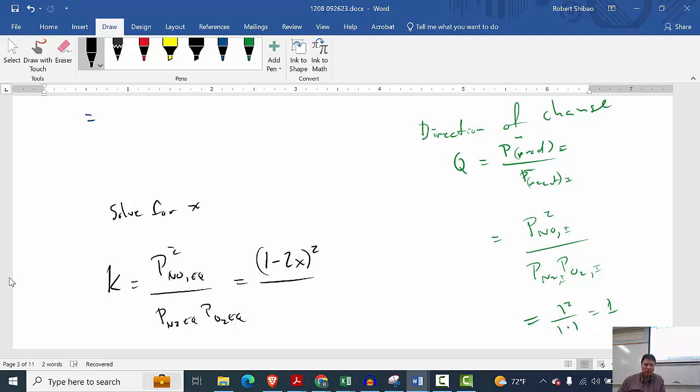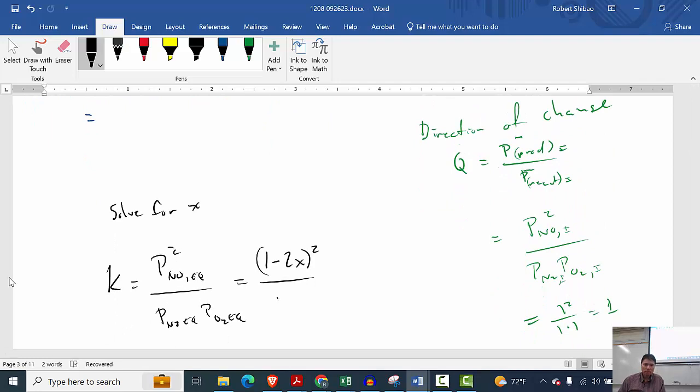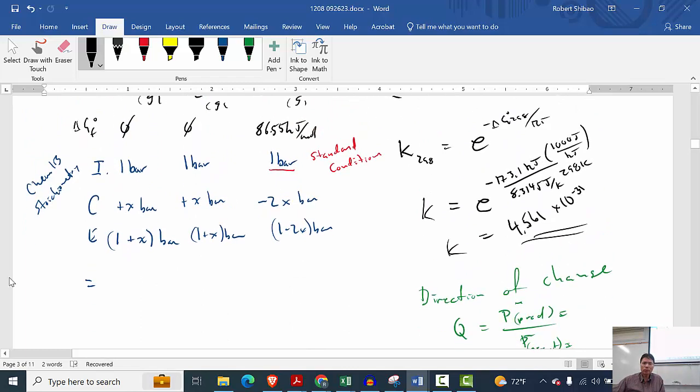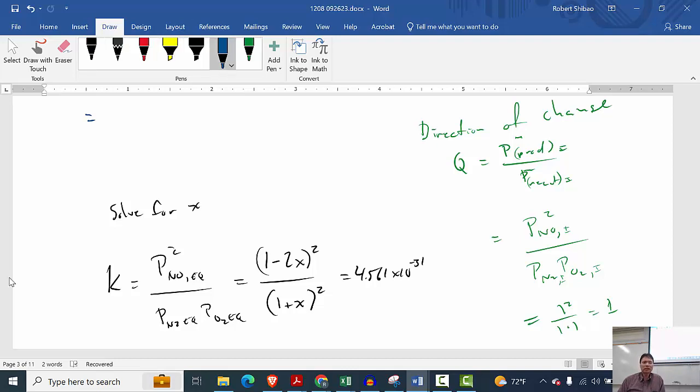The partial pressure of N2 is 1 plus x. And the partial pressure of O2 is 1 plus x. So we'll just take 1 plus x and square the whole thing. And this has got to equal the ratio. The desired ratio is 4.561 times 10 to the minus 31. And so probably the easiest thing to do here is just take the square root of both sides.